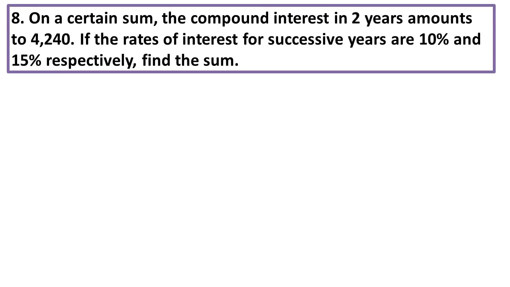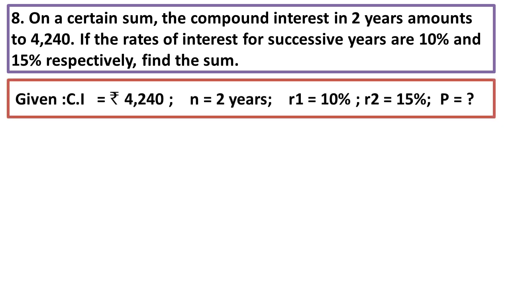Question number 8. On a certain sum, the compound interest in 2 years amounts to rupees 4,240. If the rates of interest for successive years are 10% and 15% respectively, find the sum. In this problem, compound interest is given as rupees 4,240 and the number of years is equal to 2. The rate of interest for the first year is 10% and for the second year is 15%. We have to calculate P, the principal amount.